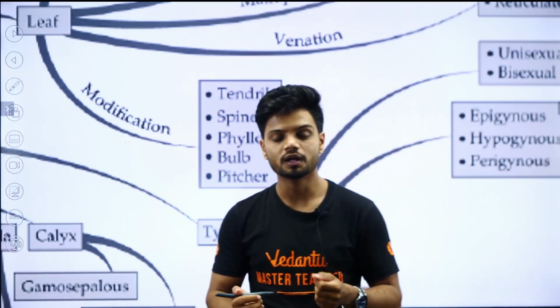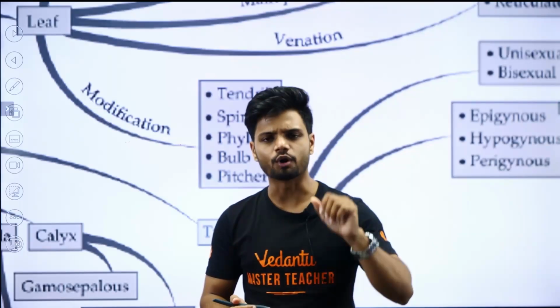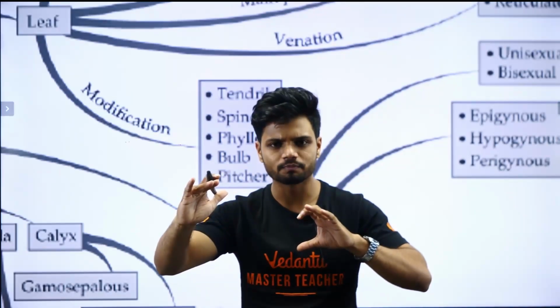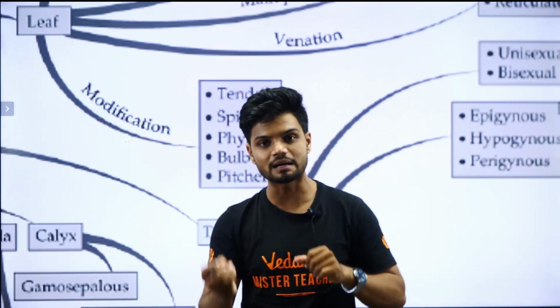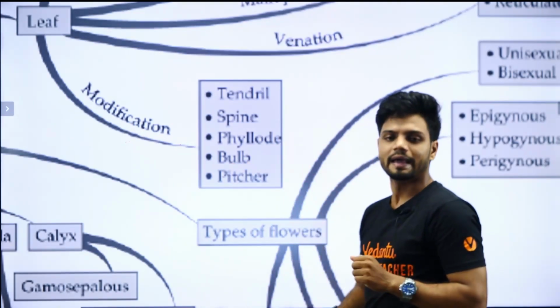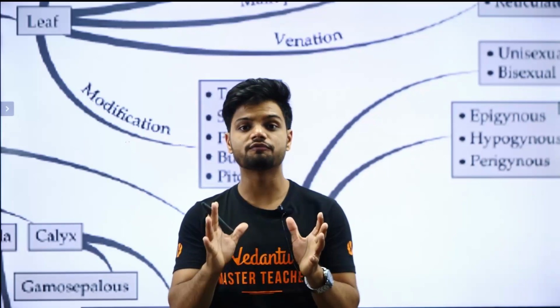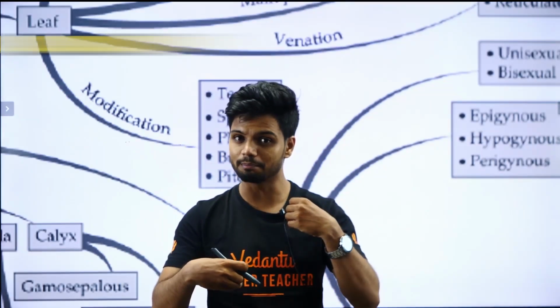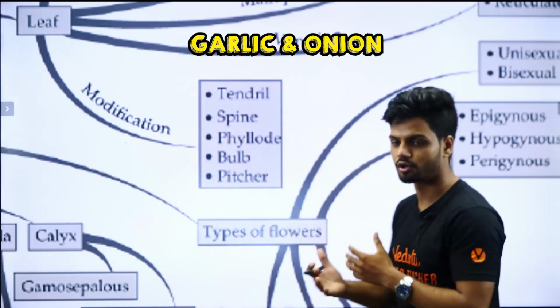Now, what is this phylloid? In phylloid type of modification, a particular petiole can become photosynthetic. Example, Australian acacia. Next is bulb modification, in which a particular leaf can become fleshy and which is edible. Example, garlic and as well as your onion.